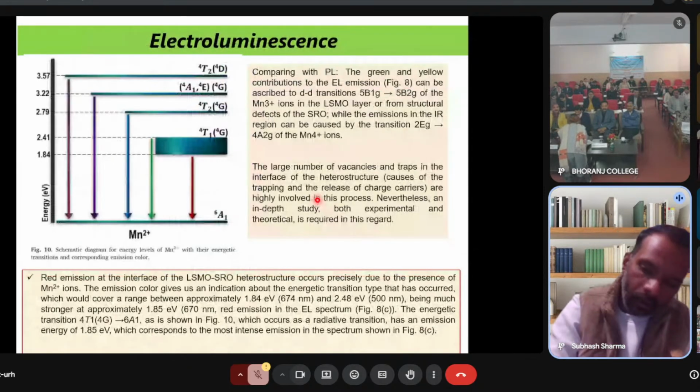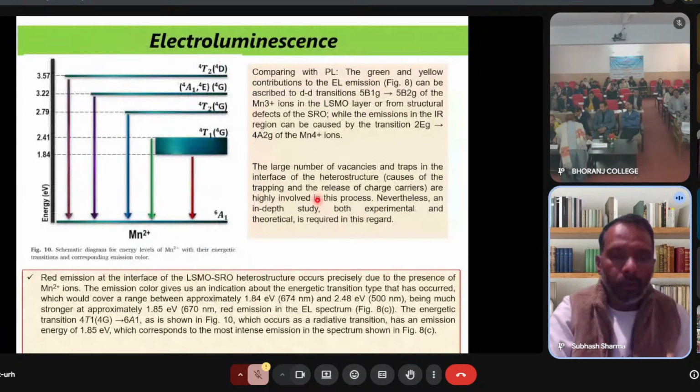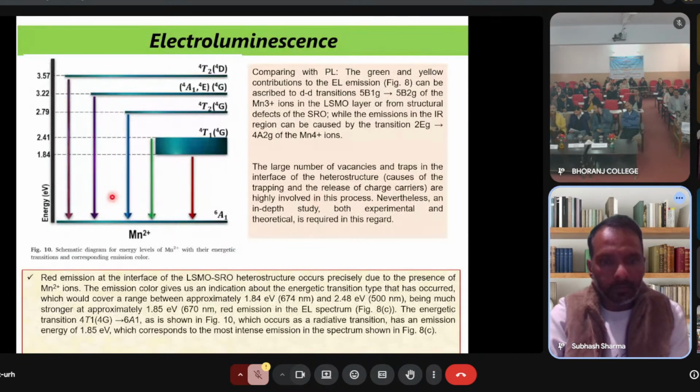But the main part is just electroluminescence. So these are the different transitions for Mn2+. And the main contribution for electroluminescence is from this.